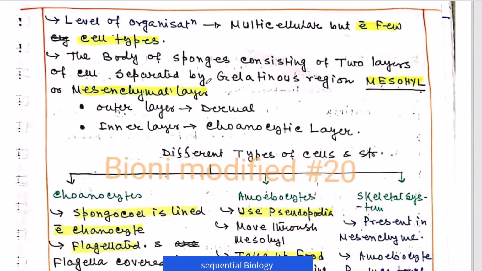Next, the level of organization: they are multicellular, because we have already seen that different types of cells are present in their mesohyl layer, and also collar cells are present in their inner wall. So they are multicellular but with few cell types.